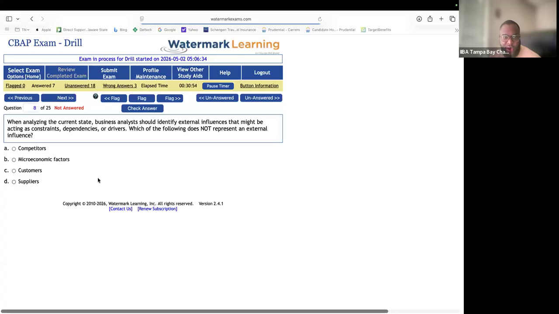When analyzing the current state, business analysts should identify external influences that may be acting as constraints, dependencies, or drivers. Which of the following does not represent an external influence? Competitor, microeconomic factor, customers, suppliers. So, what task are we in here?